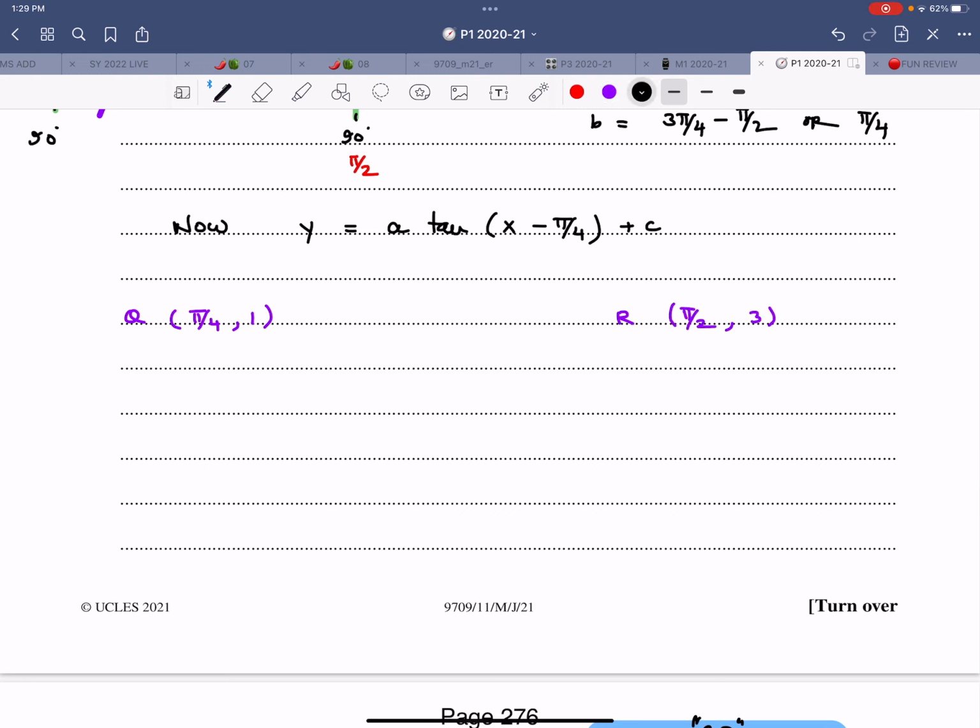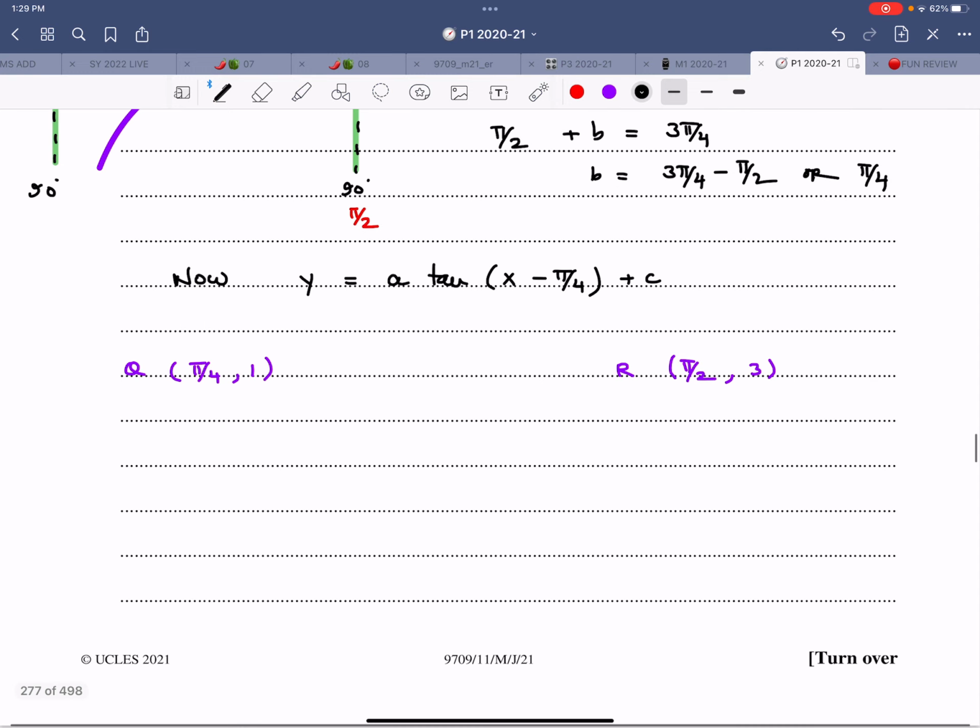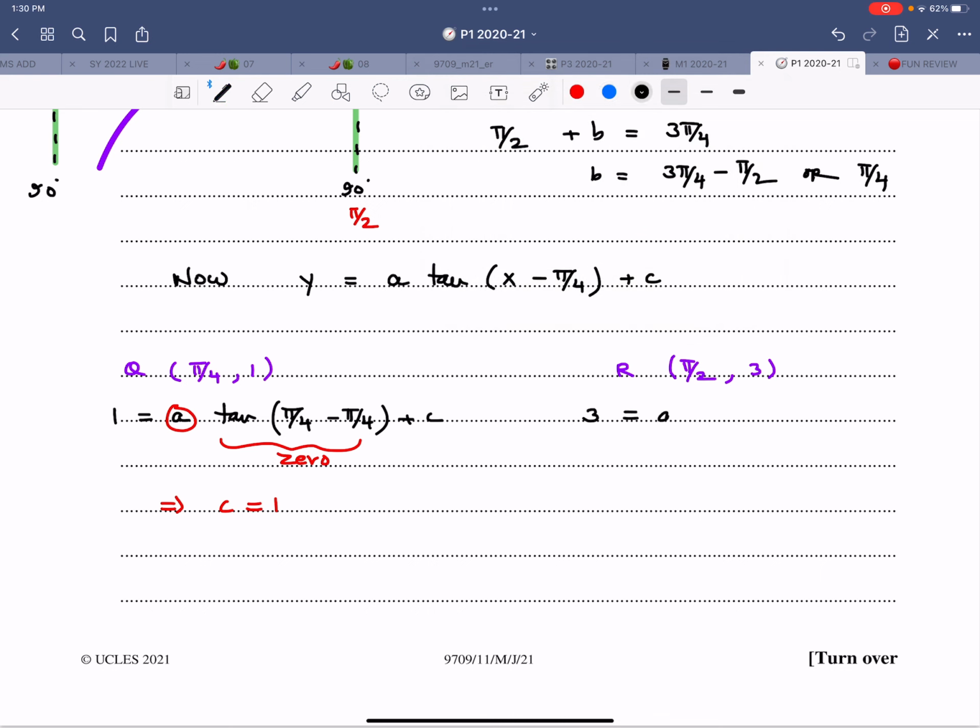Now let's do the working. I have to evaluate A and C. So if I evaluate A and C, I'll first plug in this one. 1 equals A tangent of pi by 4 minus pi by 4, plus C. This simplifies to tangent of 0, which is 0. Therefore A disappears. Therefore the value of C comes out to be 1. As simple as this.